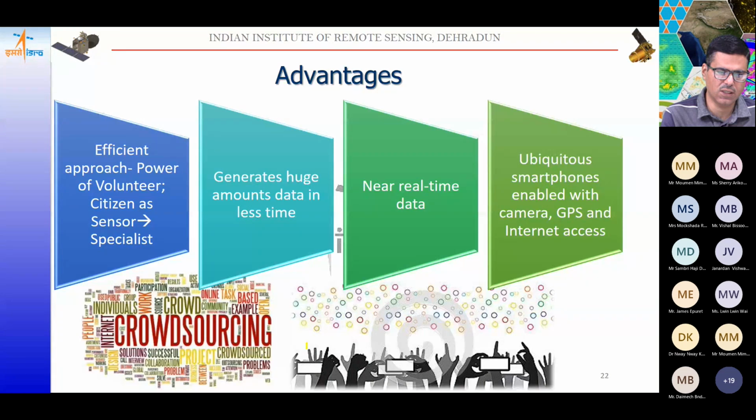Which also brings us to the second point: using the power of people on the ground, a huge amount of data could be collected in less time. I'll show you a few examples in the coming slides.